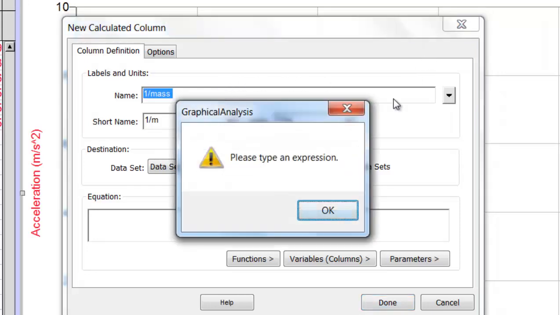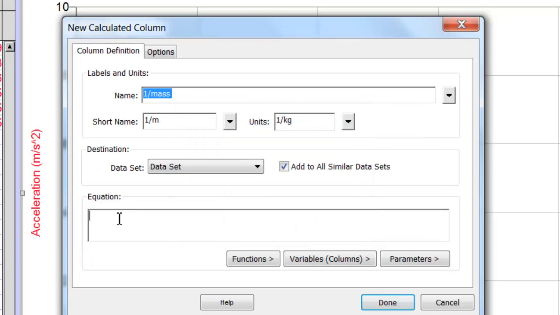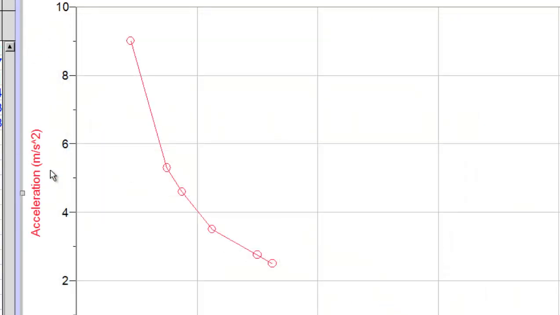Oops. I'm almost done. I forgot I've got to put the expression in. The equation is 1 divided by the mass, but remember I have to pick the variable. So I pick mass. Now I'm done. And it's calculated it for me, but I don't see any difference in the graph because I have to tell it to graph it. In this case, the y value is staying the same and the x value is changing.